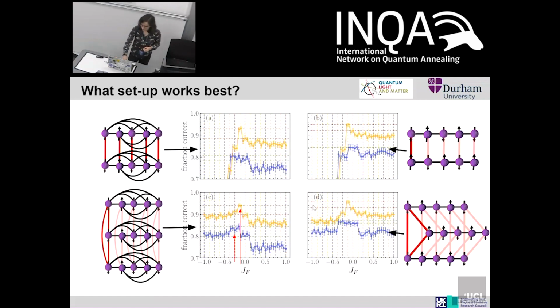And what we see is that in these cases, there's an optimal value of JF where the fraction correct is maximized. So this is the ideal strength of coupling that we want to set in between our copies. Another interesting thing to note is that for 2 copies, we do have this maximum in fraction correct, but the improvement tails off quite quickly as you increase the strength of your antiferromagnetic links. On the other hand, for 3 copies, we don't see this tail off as much.